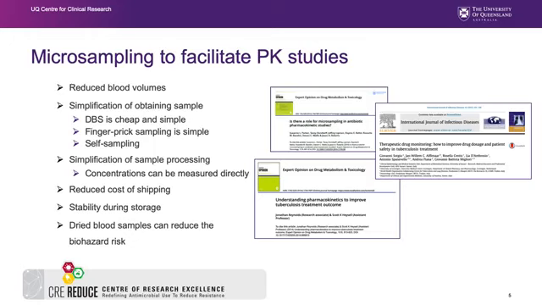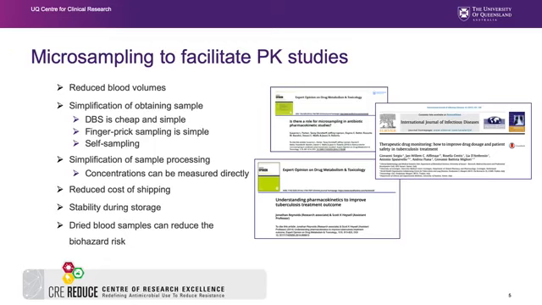That is, less than a single sample. There's also a simplification in obtaining the sample, if you can obtain it by finger prick. Dried blood spots are extremely cheap and simple to collect. The finger prick sampling is simple, and it's also a technique that could be used for self-sampling.